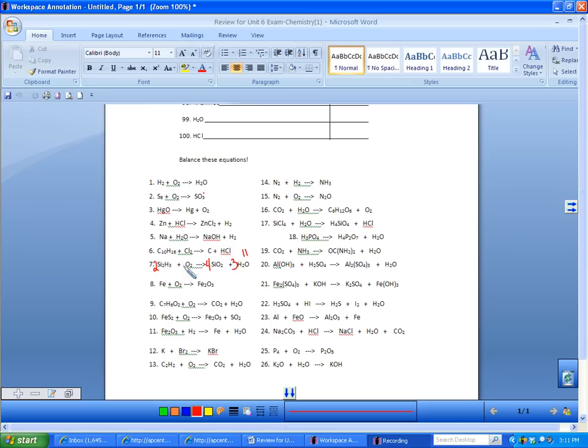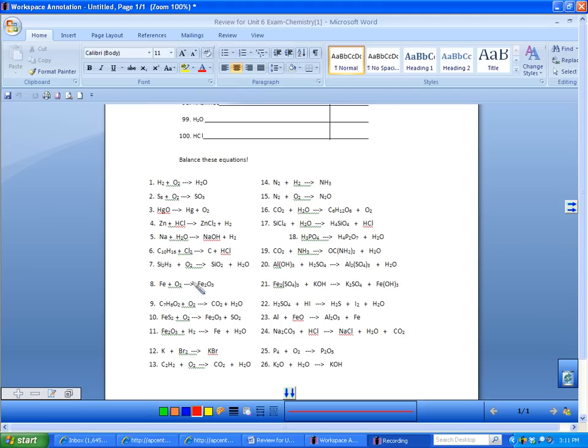4 times 2 is 8 oxygens, and then I have 3 more is 11. So that won't work because I can't use 5.5. 5.5 times 2 would be 11, but that won't work. So I'm going to make this be 11, and then I'm going to double everything else that I had and see what happens. So that was a 4. That becomes an 8. And that 3 that I had there becomes a 6. So now let's check it. 8 silicons, 8 silicons. 12 hydrogens, 12 hydrogens. 6 and 16 is 22 oxygens. 11 times 2 is 22. I know I'm good.